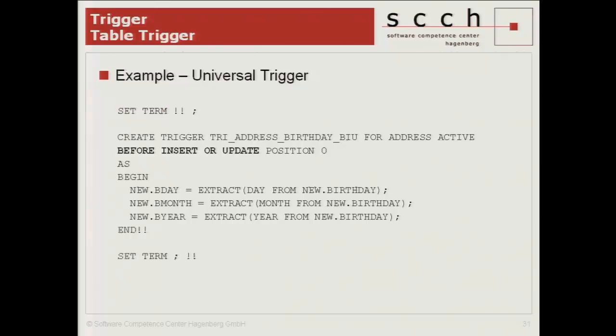Basically, I have 3 additional fields which extract the day, the month, and the year of the birthday of a person and store that in separate fields, which probably then get indexed so that using the fields in the where clause is fast enough. So that's pretty easy with an insert or update trigger. In previous versions, you had to use 2 triggers, possibly having the same code under 2 triggers. So it makes things easier as well.